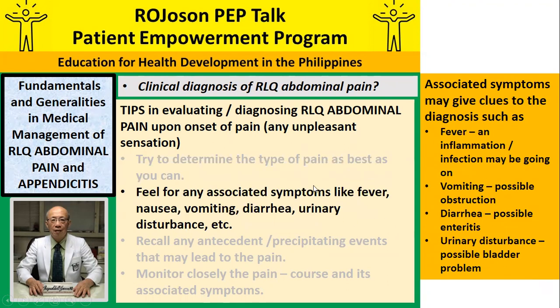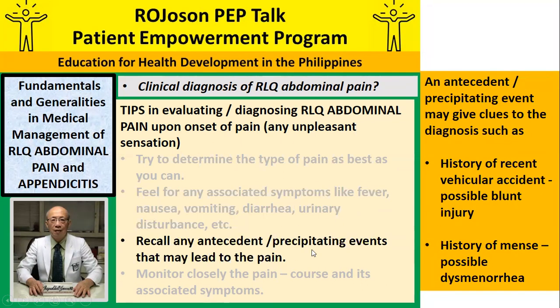Then feel for any associated symptoms. For example, if you have fever, an inflammation or infection may be going on. So that's a cue. Vomiting, possible obstruction. If the patient has diarrhea also, then possible enteritis or infection. Urinary disturbance, possible bladder problem.